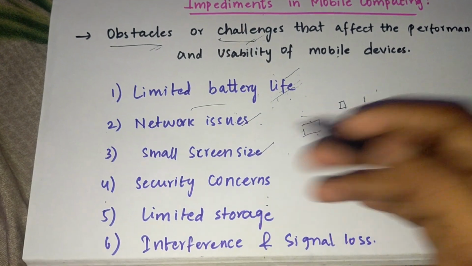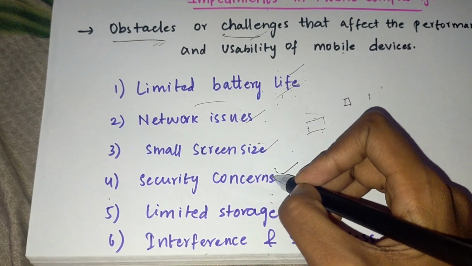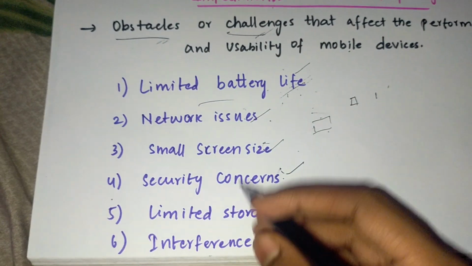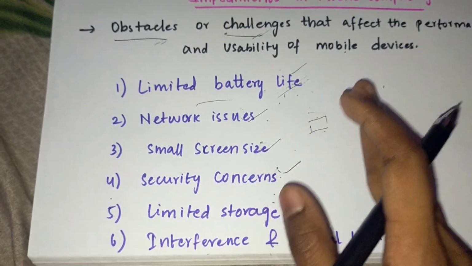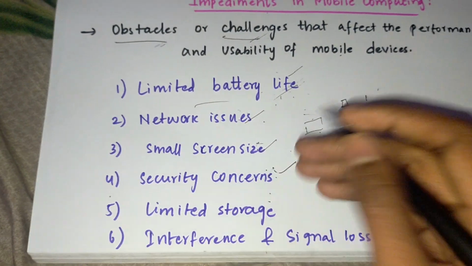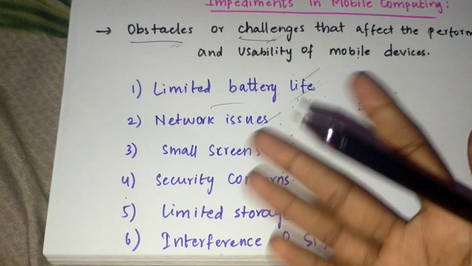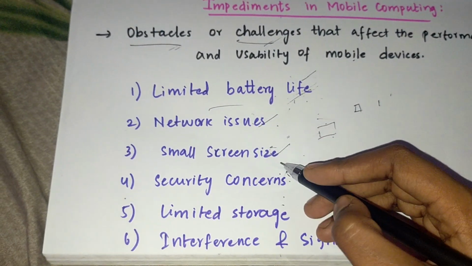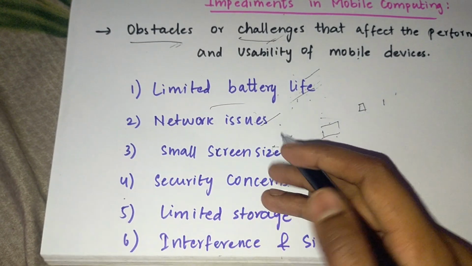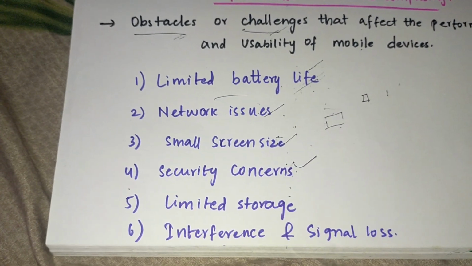Next one is security concerns. There is increased risk of data breaches and unauthorized access, which means you need to have strong encryption. Our WhatsApps are encrypted, right? So you need to have strong encryption for any app you use, or you can use secure authentication methods. In Instagram we use these authentication methods, right? Two-factor authentication and all. So in this there is increased risk of data breaches, which means your phone can get hacked anytime. Security concern.